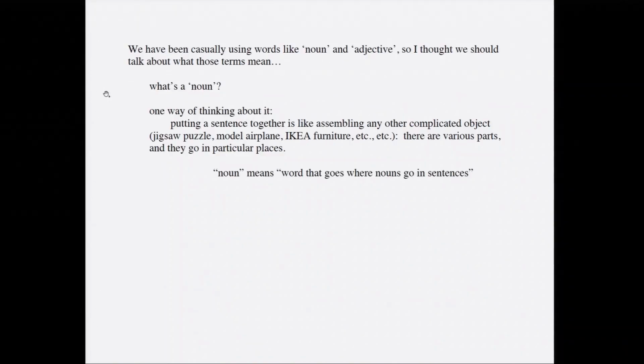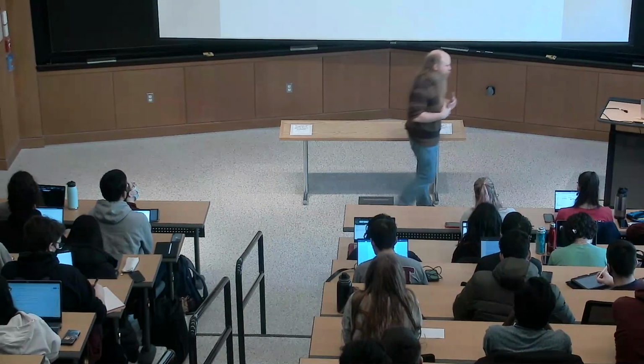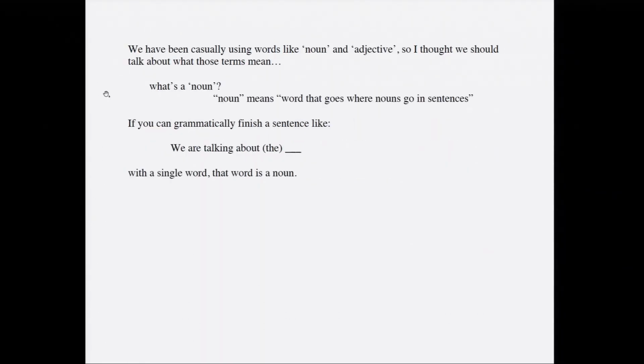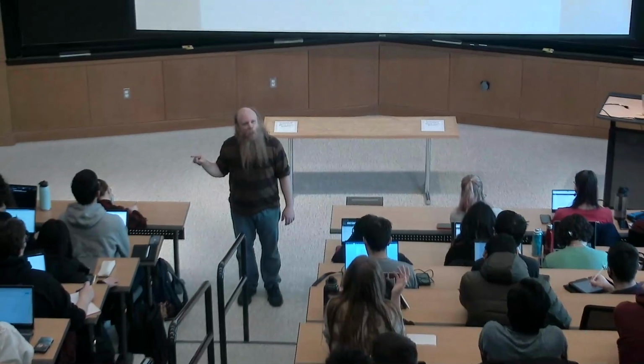And I guess kind of similarly, when we say that something is a noun, what we mean is that it's something that goes where nouns go. Kind of like an edge piece is a piece that goes on the edge, right? So if you're putting a sentence together, there are parts of the sentence where nouns belong, and noun is just a name for the class of things that can go in those places. So, for example, if you can grammatically finish a sentence with a single word, a sentence like, we are talking about blank, or we are talking about the blank, then it's a noun.